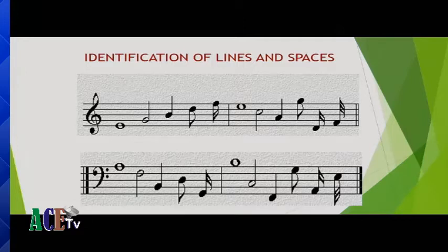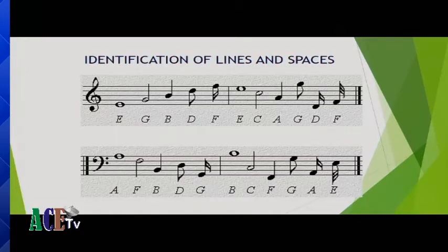Unlike the previous one given to you, where you have the names of the notes, for you to identify it, I gave you a formula. If you are to identify lines and spaces on the treble stave, the lines on the treble stave give you Every Good Boy Deserves Favor. Lines on the bass stave give you Good Boys Deserve Favor Always.